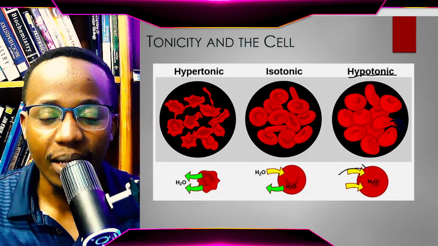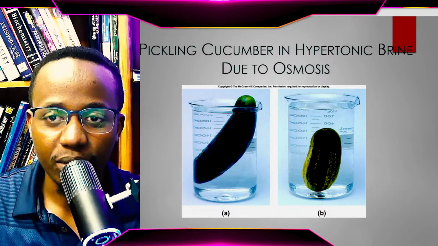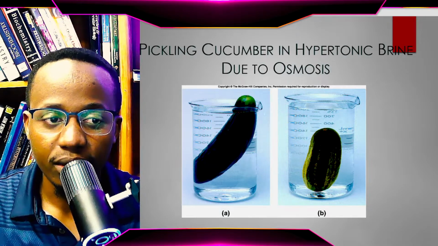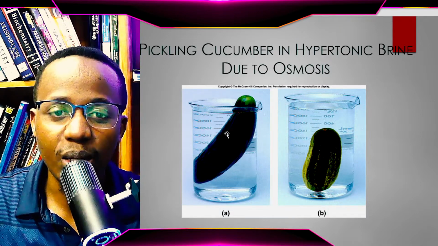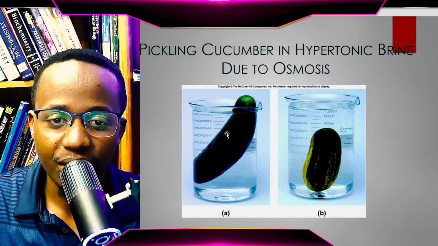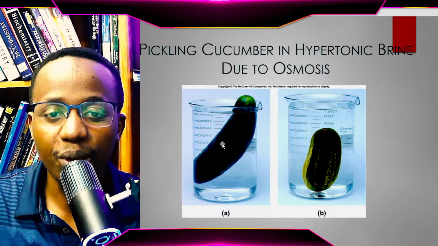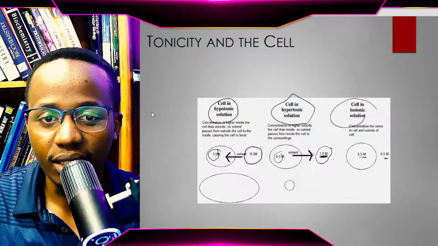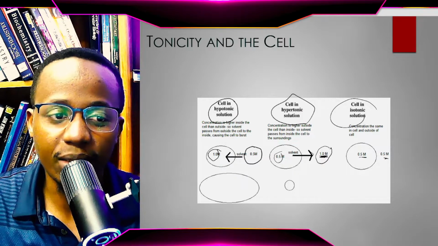By the way, another example of this is when you are making a pickle or a cucumber or something like that, right? You put your cucumber in a concentrated solution, and guess what happens? The solvent, which is water in this case, is going to move from the cucumber to the outside, and that's why it becomes smaller. So it is a hypertonic solution that you just made.